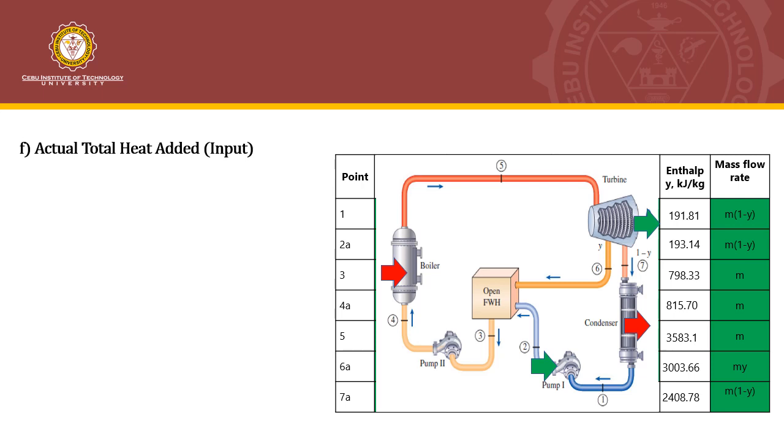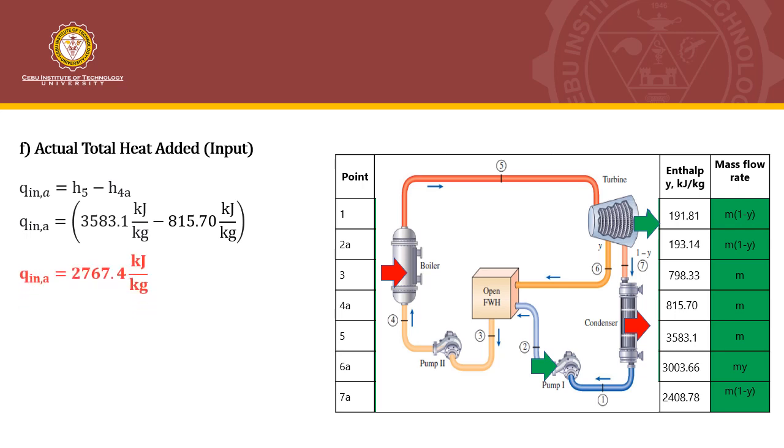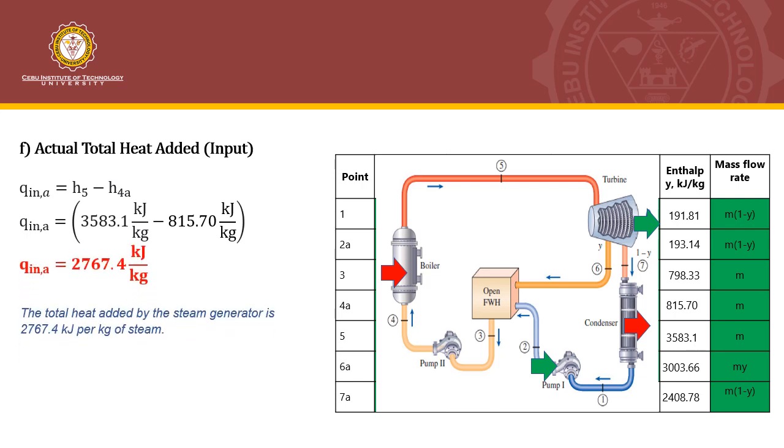The actual total heat added will also differ now that we have H4A instead of H4. So the total heat added by the steam generator is 2,767.4 kilojoules per kilogram of steam. It is almost the same as that of the ideal process.